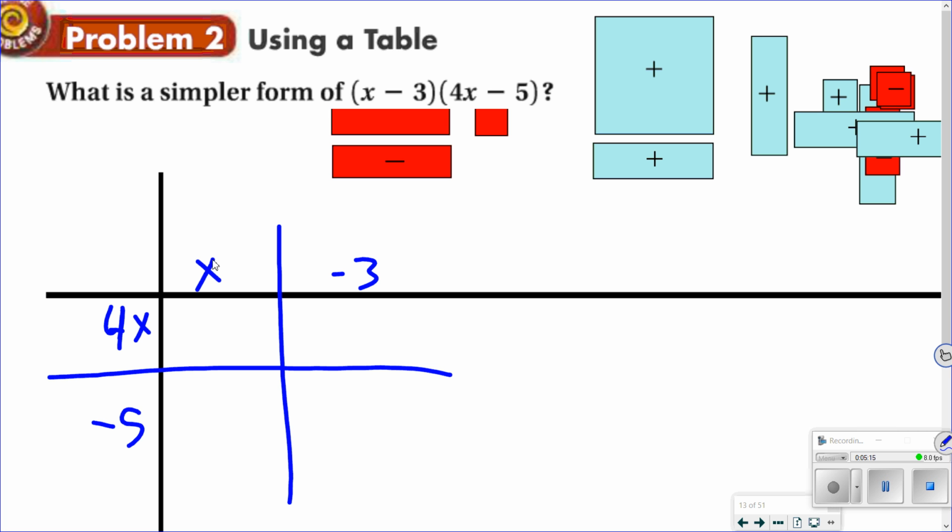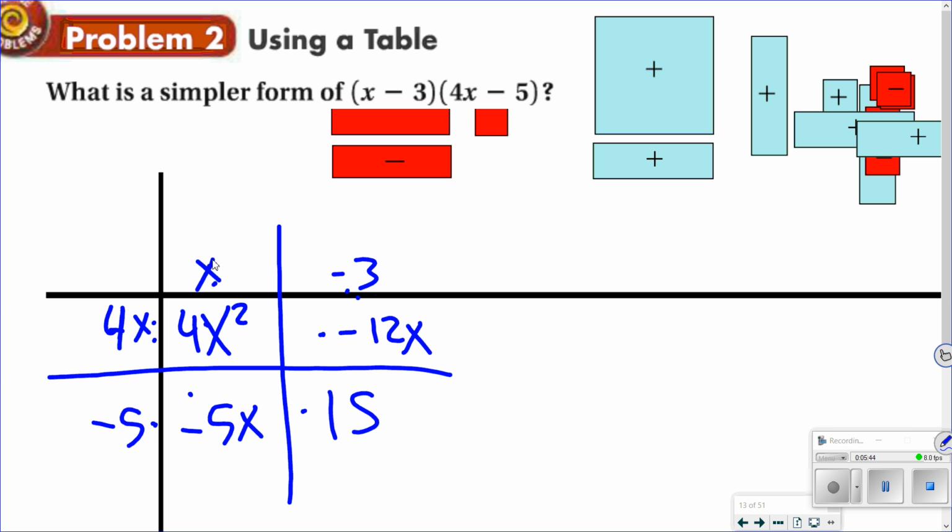Okay, to get this one, I times the x by the 4x. That would be 4x squared. To get this one, I times the 4x by the negative 3. So 4x times negative 3 is a negative 12x. To get this one, I times the negative 5 by the x, minus 5x. To get this one, I times the negative 5 by the negative 3 and get a positive 15.